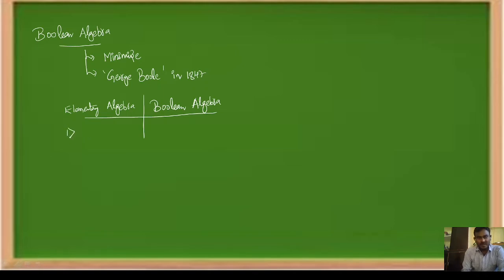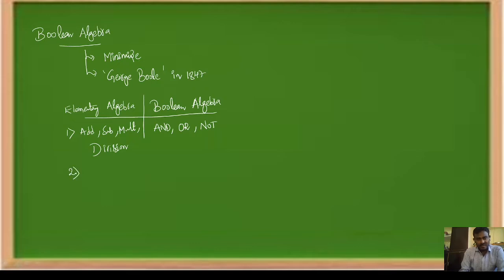In elementary algebra, we perform many mathematical operations like addition, subtraction, multiplication, and division. Whereas in Boolean algebra, we perform various logical operations like the logical AND operation, the logical OR operation, and the complement operation, which we also call the NOT operation. This is the basic difference.